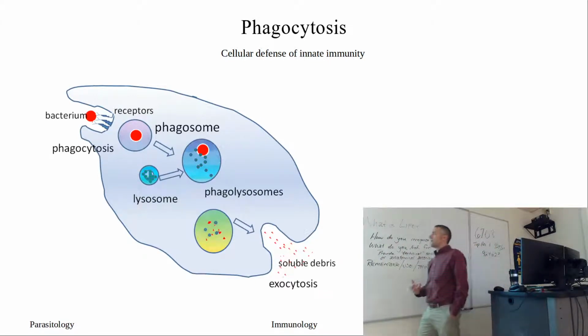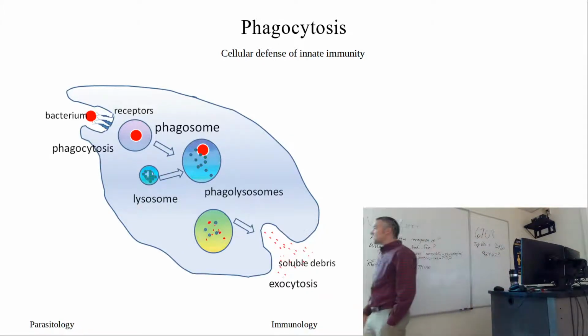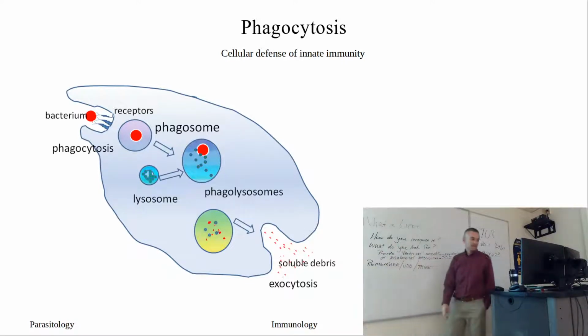That now becomes a phagosome. The phagosome fuses with the lysosomes. You've got changes in the pH that happen in this phagolysosome. And now you have breakup and degradation of that bacterial molecule. All right, it doesn't just stay there. Our macrophage is then going to export it out of the cell as soluble debris. This is cellular defense, and this can work.